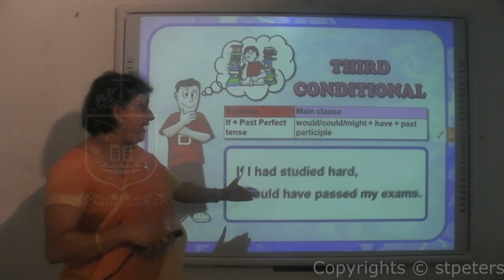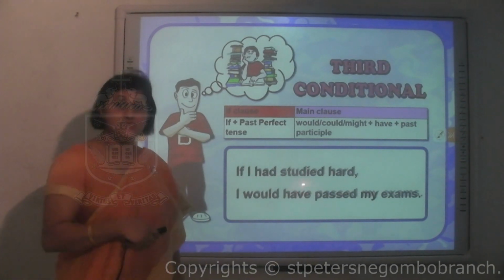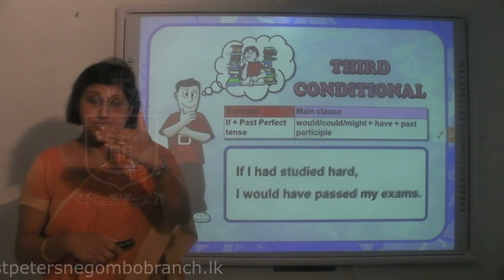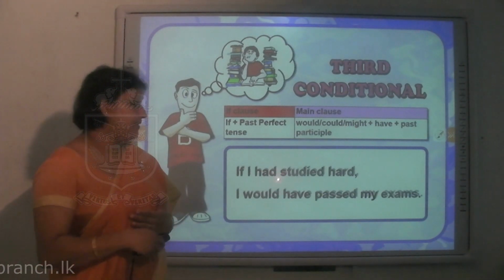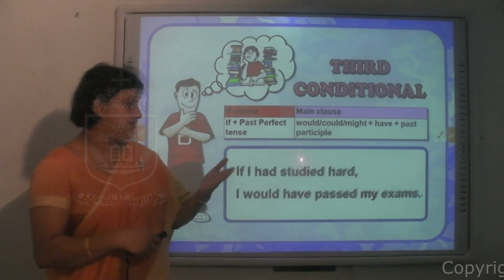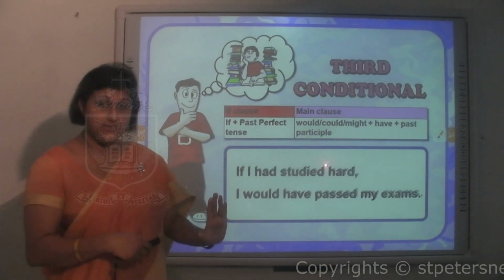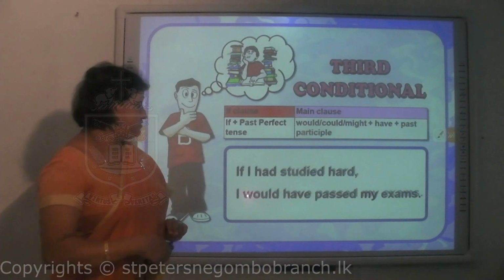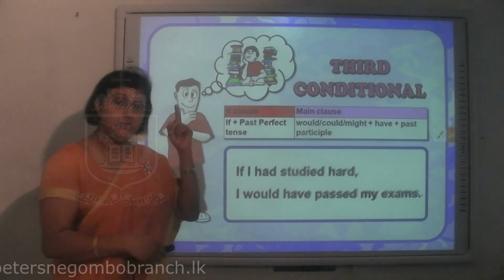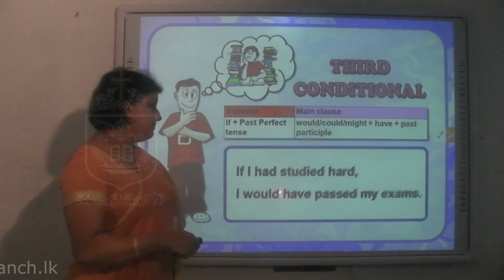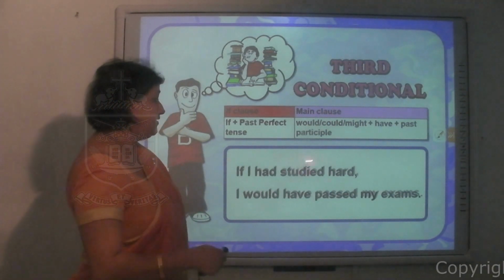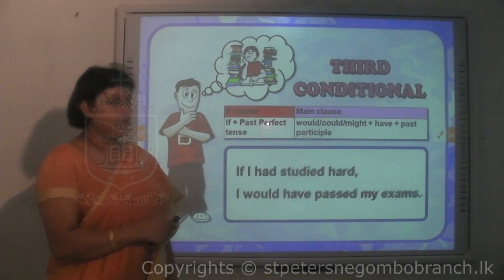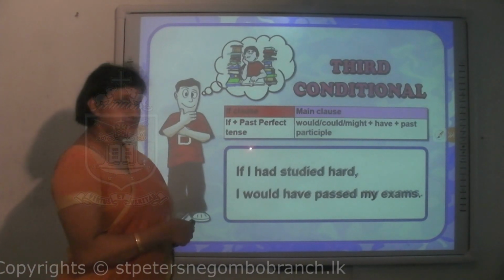Now here, if I had studied hard, had studied is past perfect. Earlier it was simple present, simple past, now it's past perfect: had plus past participle, studied, the past participle of study. I would have passed my exams. So the structure is this. You need to keep that in your memory: I plus would plus have plus past participle. If plus past perfect tense.